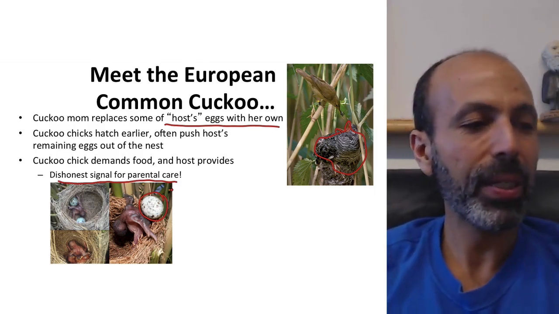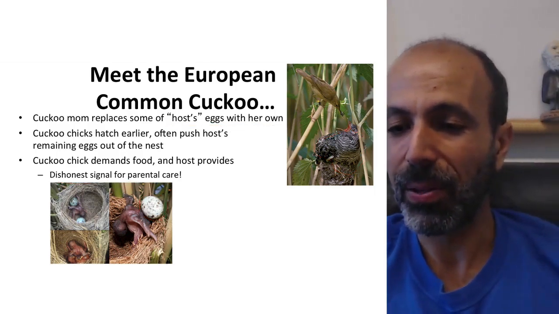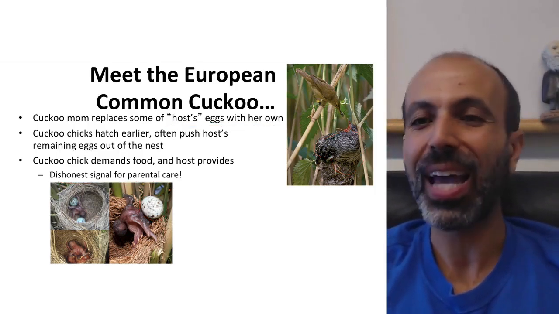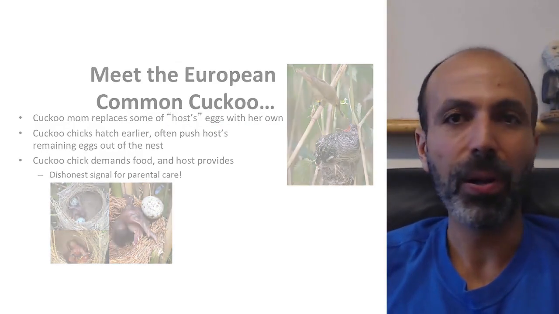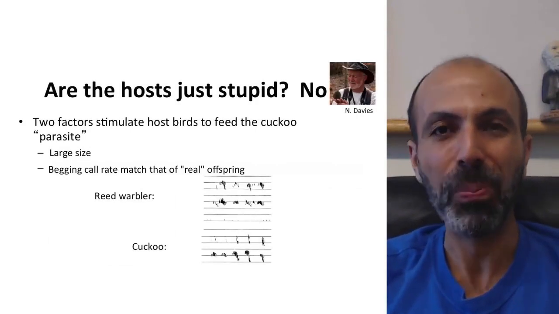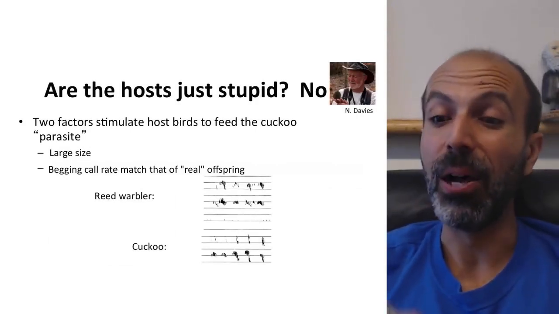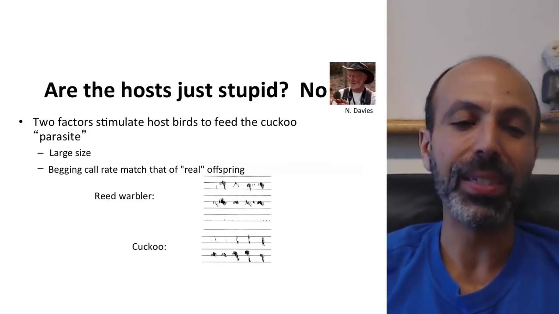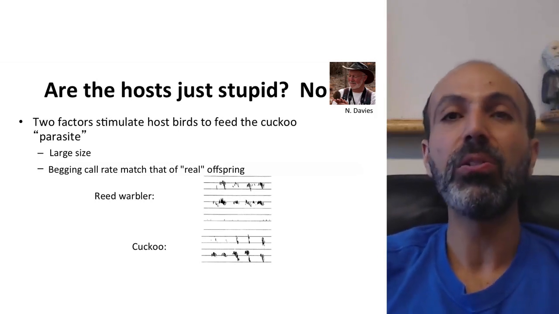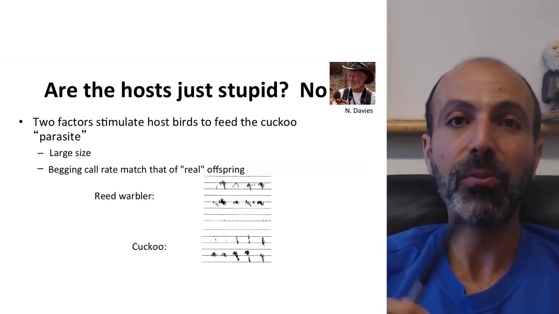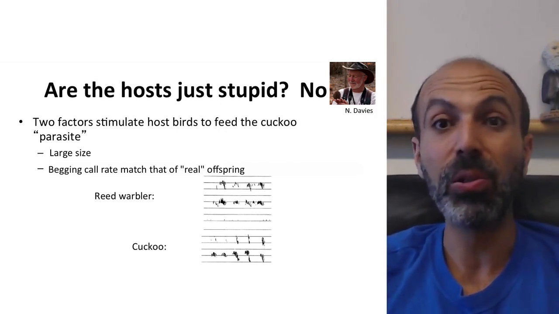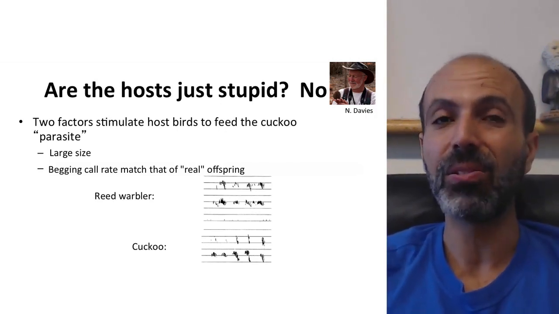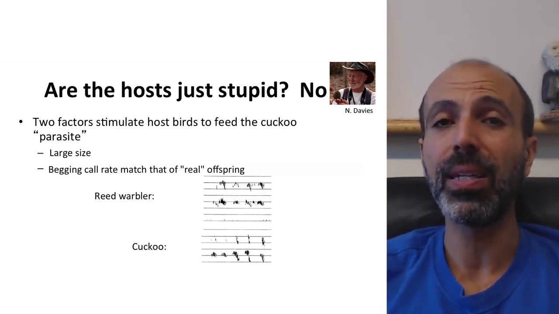Now, a lot of people look at this and they say, they look at that bird there in the picture and they say, how on earth can that mom think that was one of her chicks? Or are the hosts just stupid? The answer is no. This was studied by this fellow here, Neil Davies. So there are two factors that stimulate host birds to feed the cuckoo parasite. First is large size. Large size stimulates that behavior. And these cuckoos are very large in size. They're typically much larger than the hosts.